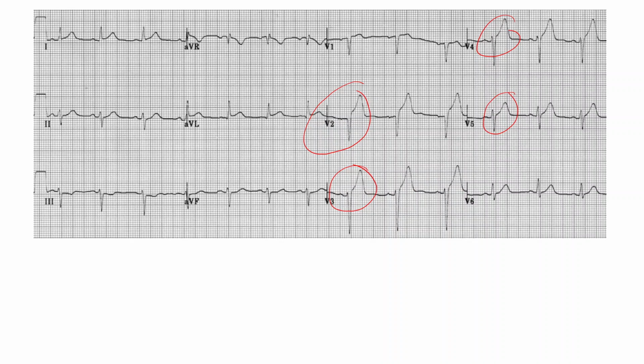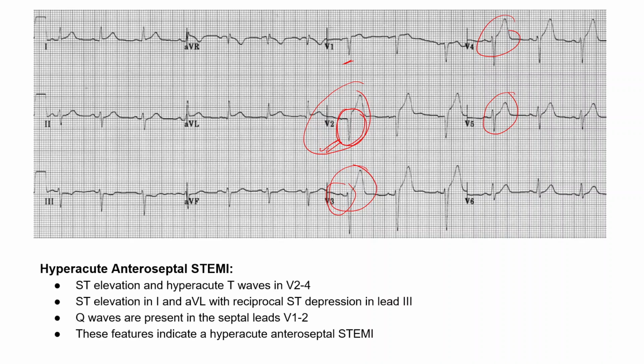But apart from that, what else can you appreciate here? You can also appreciate that there are Q waves. You can see the Q waves in V2, V3. In V1 also to some extent there is a Q wave. So Q waves are also a feature of coronary event. In V3 it is not very evident because there is a small positive wave, but in V2 it is very much evident. So as you can see here, hyperacute ST elevation in V2 to V4 and Q waves in V1 and V2. So it is anteroseptal MI, you can tell.